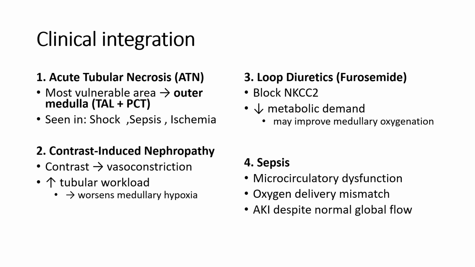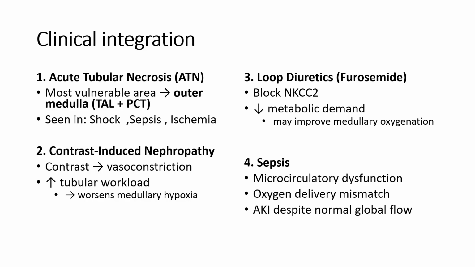So some clinical examples. One is ATN. ATN is acute tubular necrosis, and the most common area where ATN is found in hypoxic conditions is in the outer medulla. That is the thick ascending limb, because that is the most vulnerable area. Then there is contrast induced nephropathy, as the medulla is already working in a hypoxic environment, and contrast can lead to vasoconstriction, further decreasing the oxygen, leading to damage.